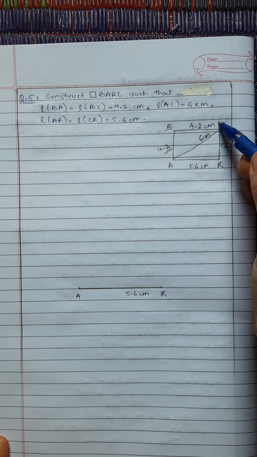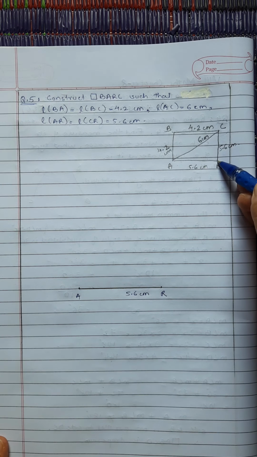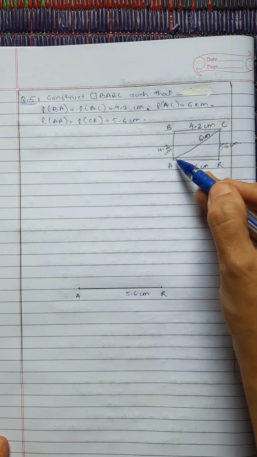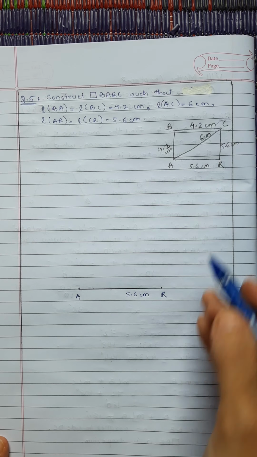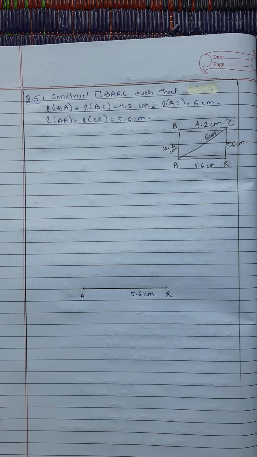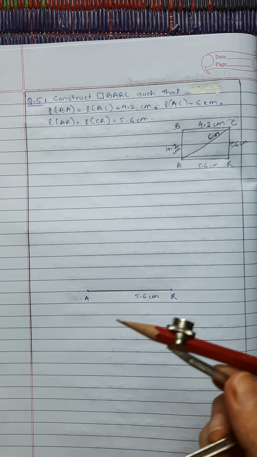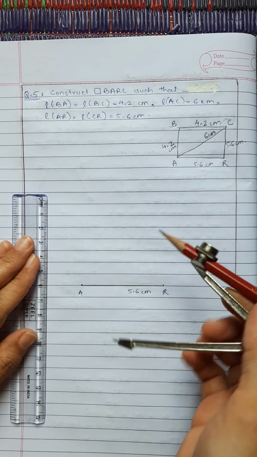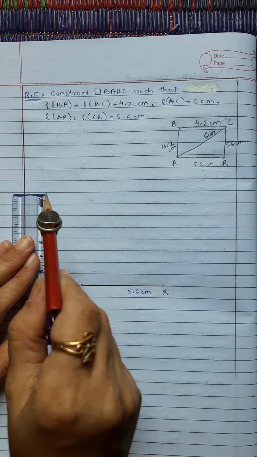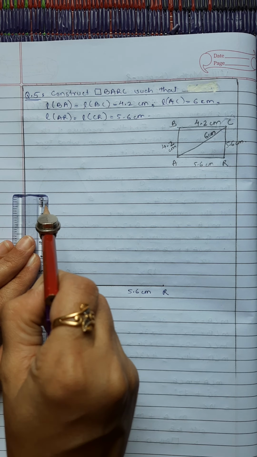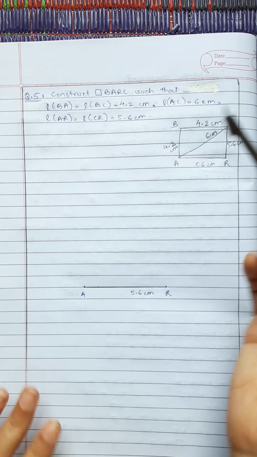We can get vertex C easily, as it measures 5.6 centimeters from vertex R and 6 centimeters from vertex A. So we'll go for vertex C first. How? Take 5.6 centimeters in the compass. 5.6 means till here, 5 and small points till 6. So it measures 5.6 now.